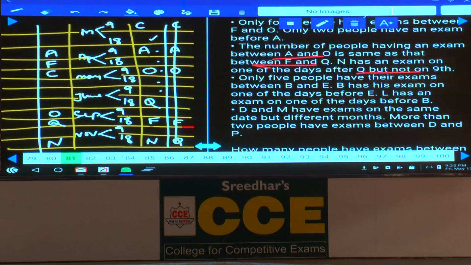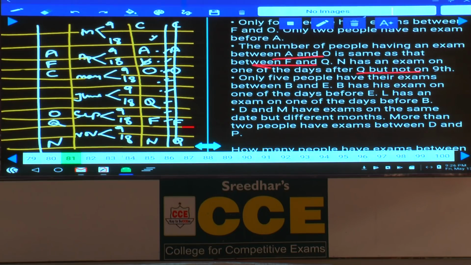Are you following this one or not? If B is here, then there are 5 people between these two. Hence 1, 2, 3, 4, 5. Hence, E and Q must be in the same place, which is not possible. Then, if B is at the next place, again 5 persons, 1, 2, 3, 4, 5, then E and F must be in the same place, which is not possible.